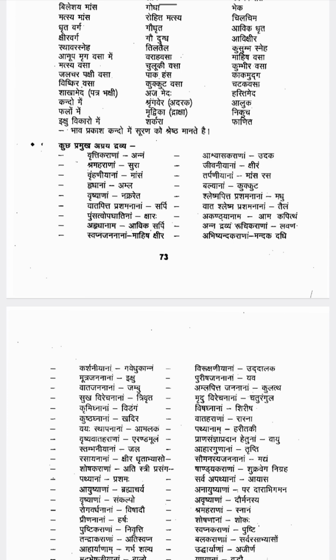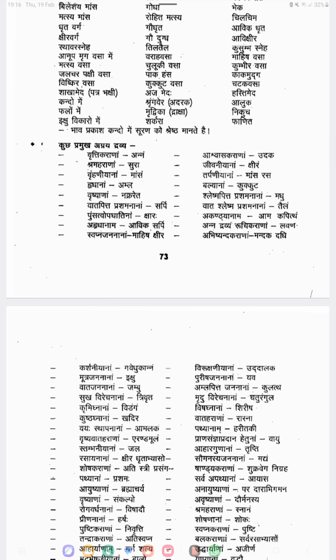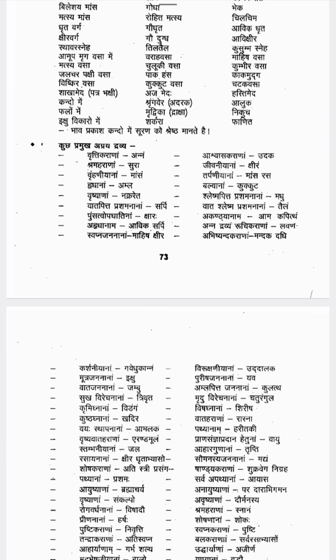Ashvasagaranam Udaka. Like water, if you take it, you can feel a little bit of pleasure, some relief. Jeevaniyanam Kshira. Tarpaniyanam Mamsarasa. Mamsa is Brahmana, Mamsarasa is Tarpana. Sleshma Belyanam Kukkuda. If you want to get Bala, you have to take Kukkuda. Sleshma Pitta Prashamanam Madhu, Vada Sleshma Prashamanam Taila, Akhandyanam Amakapitam, Anna Dravya Ruchikaranam Levana. If you want to get Ruchi in the food, you can add Levana.